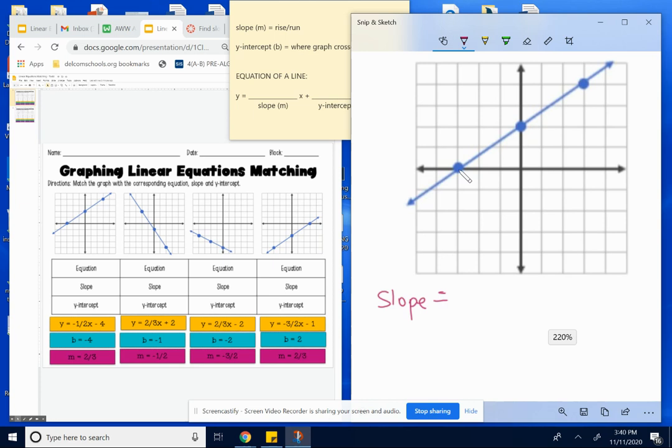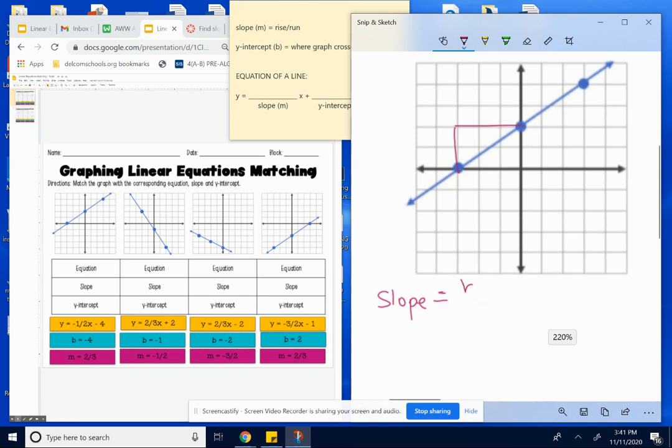I'm also going to rise, which means up or down. I'm going to rise before I run. I want to get from this point to that point. I need to rise, go up first, and then go over. There's my slope triangle. I went up and over. I went up 2 spaces. I went over 3 spaces.